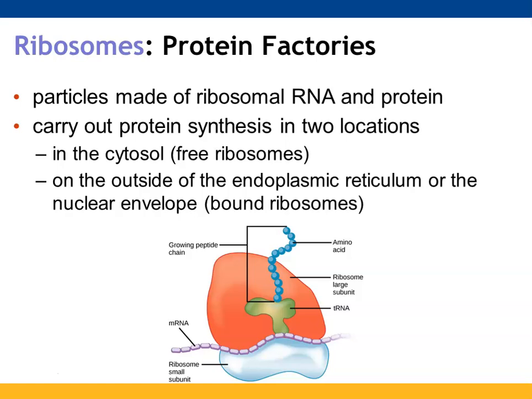So ribosomes are where the proteins are going to get made. They are made of both ribosomal RNA as well as protein. So you're going to need protein synthesis to take place in one of two places, either in the cytoplasm on ribosomes that are just free out in that aqueous environment, or along the endoplasmic reticulum or the nuclear envelope if there are bound ribosomes present. And we will spend a lot more time talking about replication and transcription and translation later on this year.